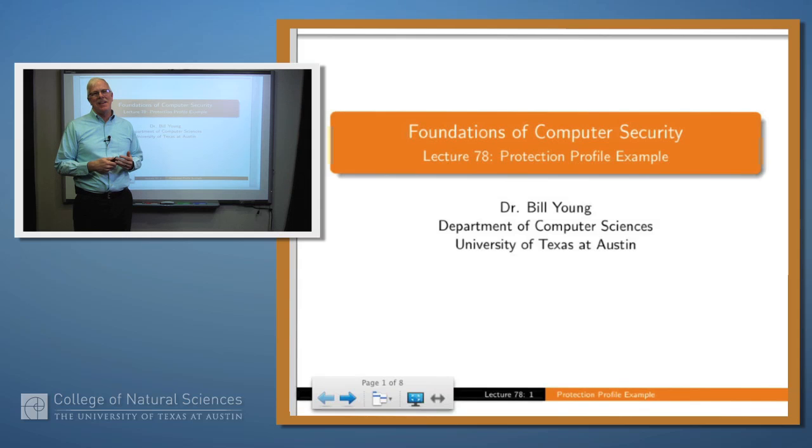Hello again. In our last lecture, we talked about the common criteria. That's a set of evaluation criteria for secure systems. And we said there were two things that you could evaluate. You could evaluate protection profiles, which are actually policies or models of security for particular kinds of systems. And you could also evaluate products, specific systems that people had built. Let's talk about a protection profile today to see what one of those looks like.